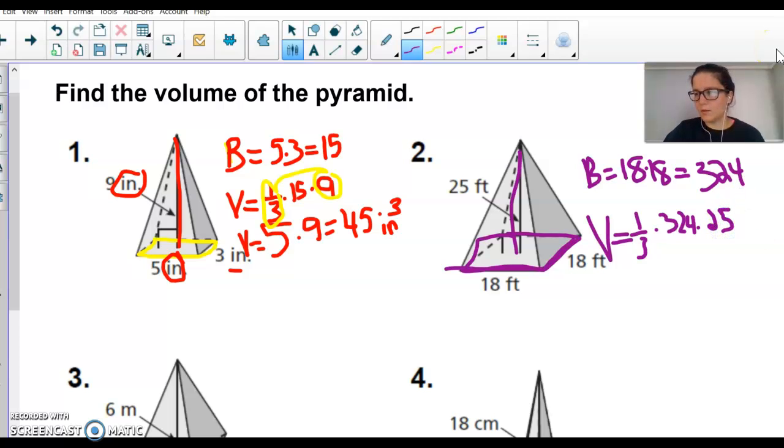So 1/3 times 324 is 108. 108 times 25 is 2,700. So 2,700 feet cubed.